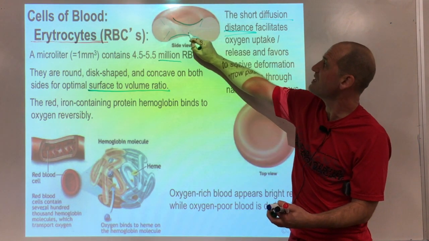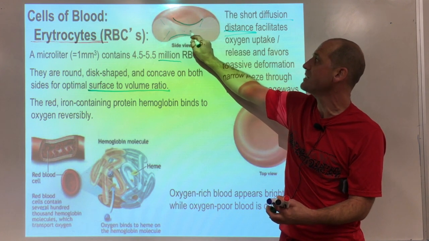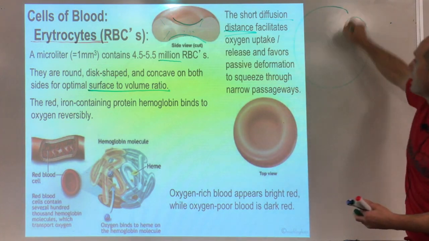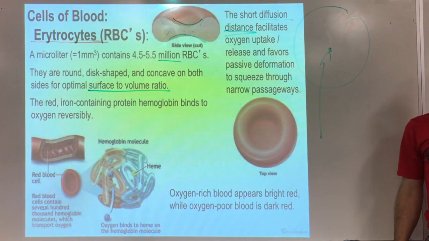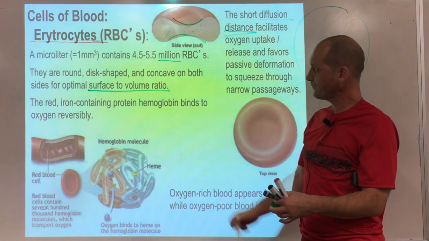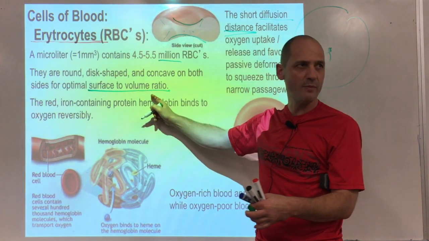Since all the distances from the surface to the inside are a certain amount, it's not like you have a round cell and at some point some oxygen has to travel all the way to the inside. That's way too far. Couldn't do that. So they call that optimal surface to volume ratio.